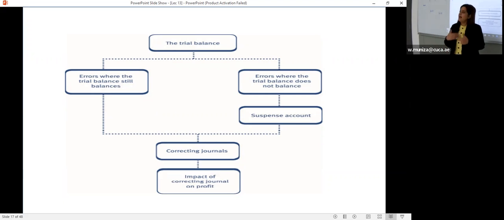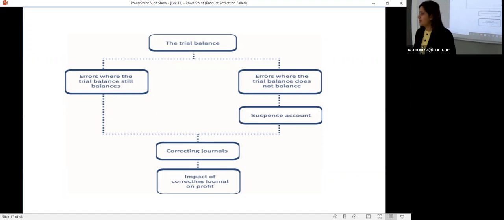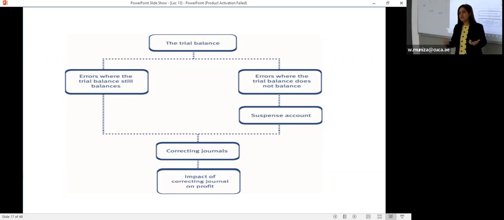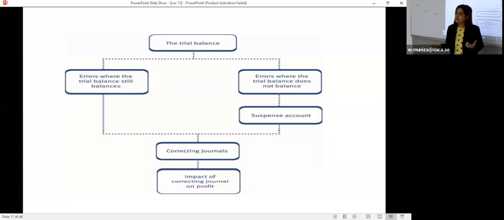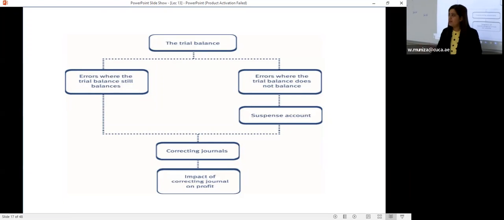It means that as per the rules of the double entry system, our debits and credits must be equal to each other. So we normally make the trial balance in order to ensure that there are no errors made in our books of prime entry or ledger accounts. And if our debits and credits are equal to each other, we can move to the next stage of making the financial statements.